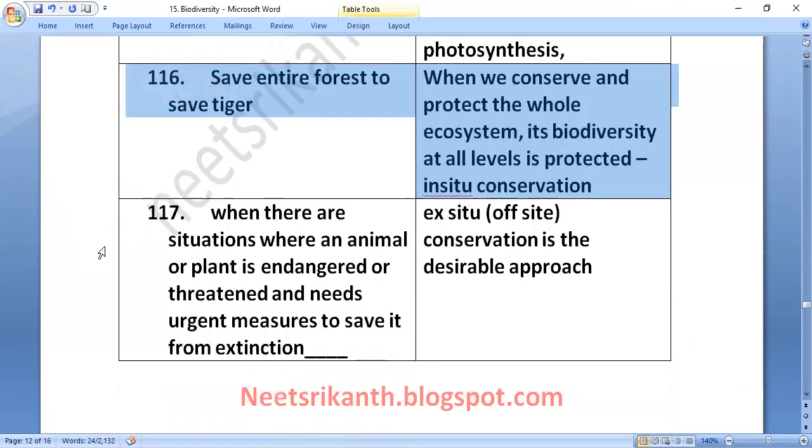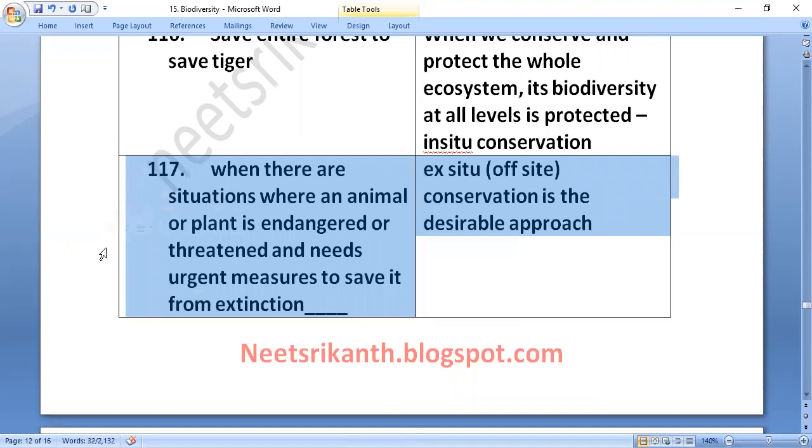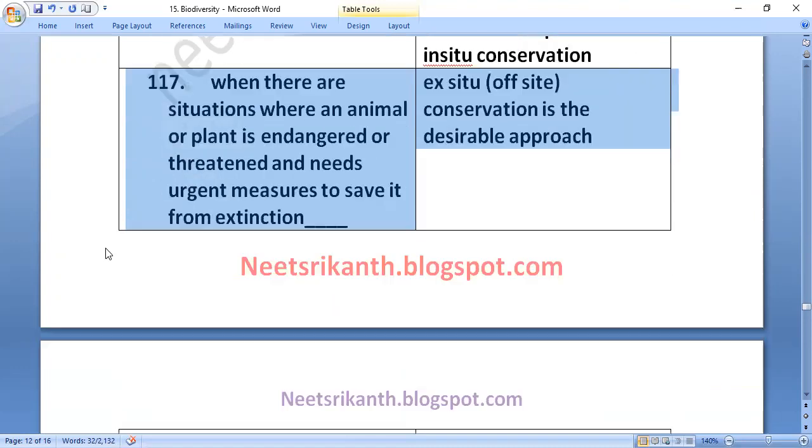When an animal or plant is endangered or threatened and needs urgent measures to save it from extinction, ex situ conservation is a desirable approach.